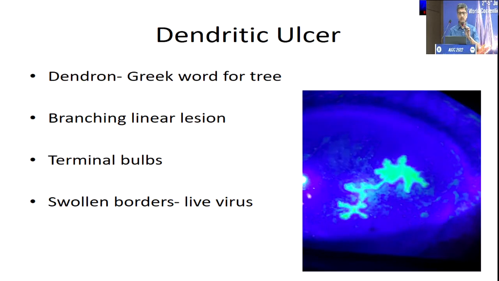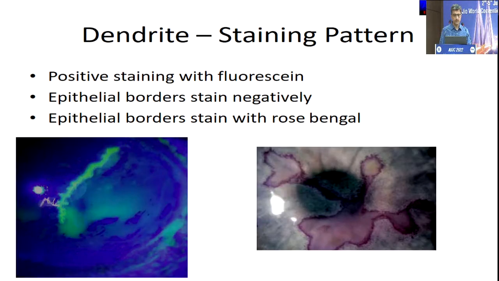So coming to the main presentation of HSV epithelial keratitis, this is the typical dendritic ulcer, which comes from the Greek word dendron meaning tree. As with a tree, there are branching linear lesions with terminal bulbs. These terminal bulbs are very important to note because they help in differentiating them from the other pseudodendrites. The swollen border of these lesions has the live virus. So this is one of the HSV conditions where a live virus is present on the eye.